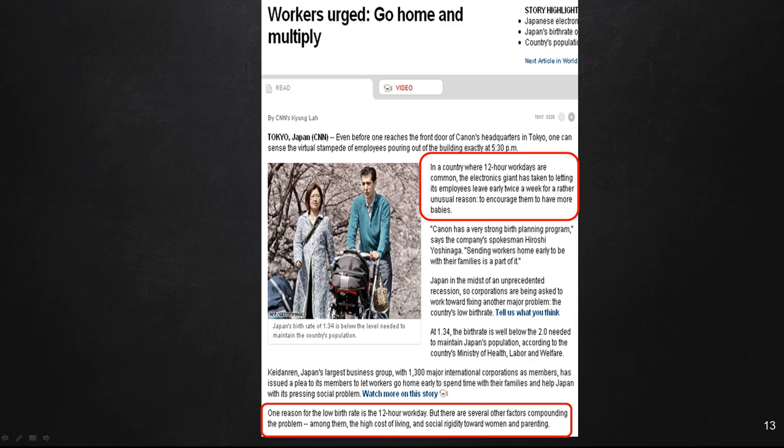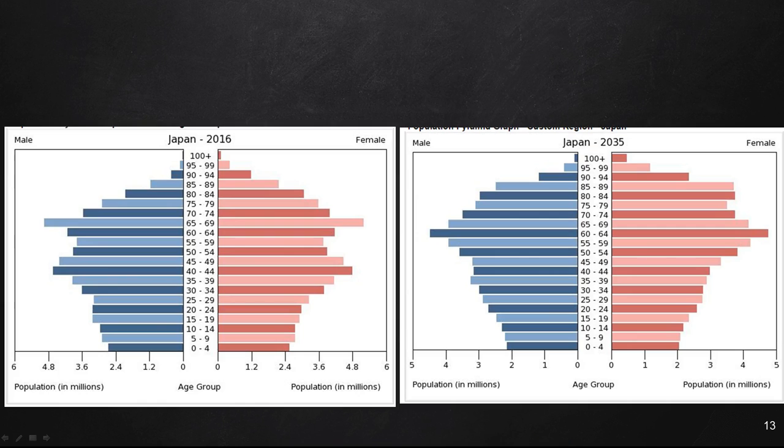So what are the reasons for these low birth rates? As we just talked about. Here are the population pyramids for Japan in 2016 on the left and 2035 on the right. Notice that these are very contractive shaped pyramids. Look at 2035, the very large elderly population and the few children. Wow, that is an important trend that is occurring here.